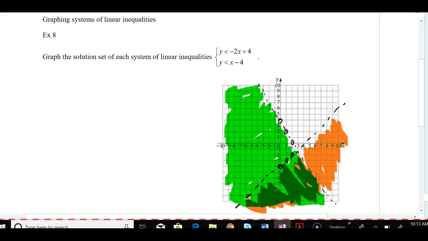So where is the solution set? The solution set is going to be that triangular region right at the bottom, because that's where the solutions overlap. Once I identify where the solution is, then I really emphasize it. So I'm going to really make it stand out. If you have just a pencil to use, then you're going to really just make that region dark.